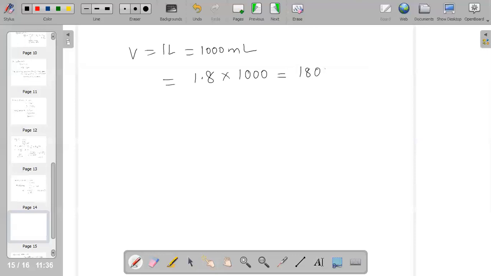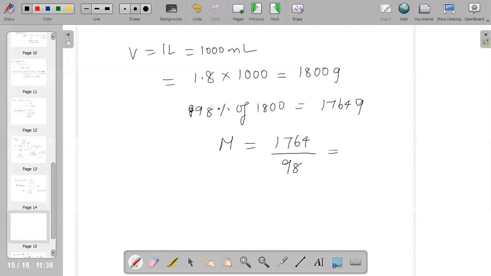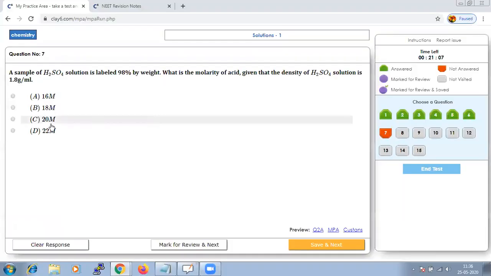So you'll get it as 1800 gram, and the mass of the solute is 98% of 1800, which you may get as around 1764 gram. Of course, you can calculate your molarity as 1764 divided by 98, which you will get as around 18. So let us see that it should be 18 M. Let us save that and go to next.